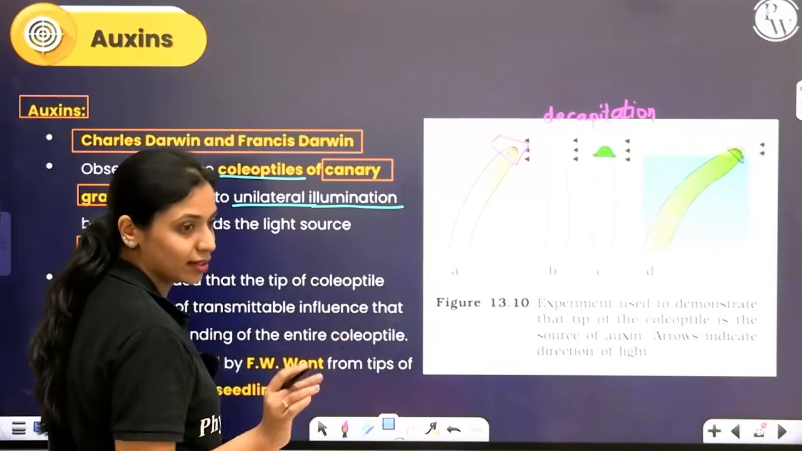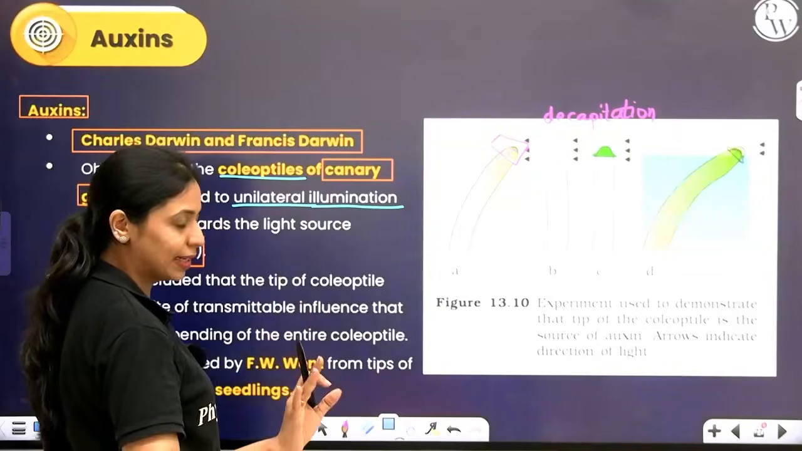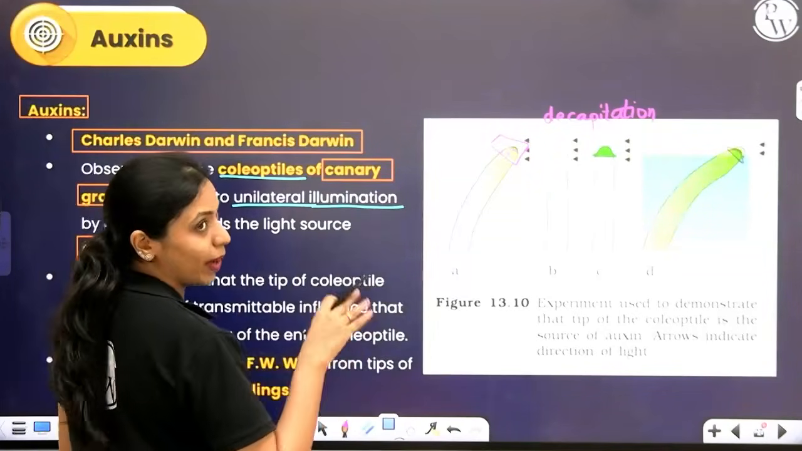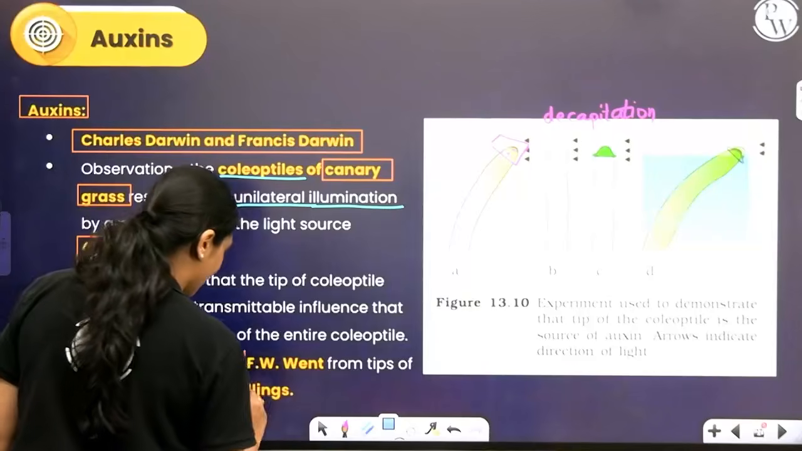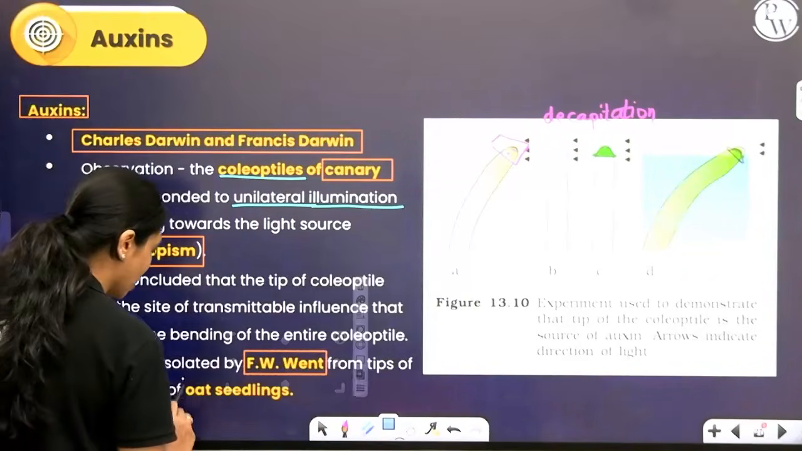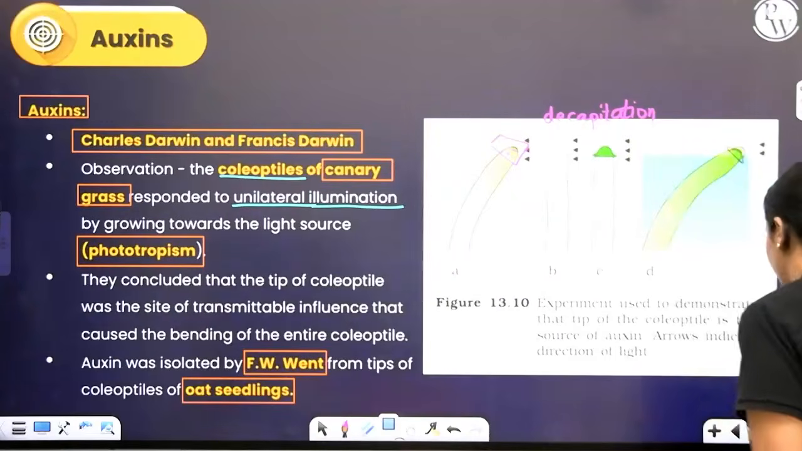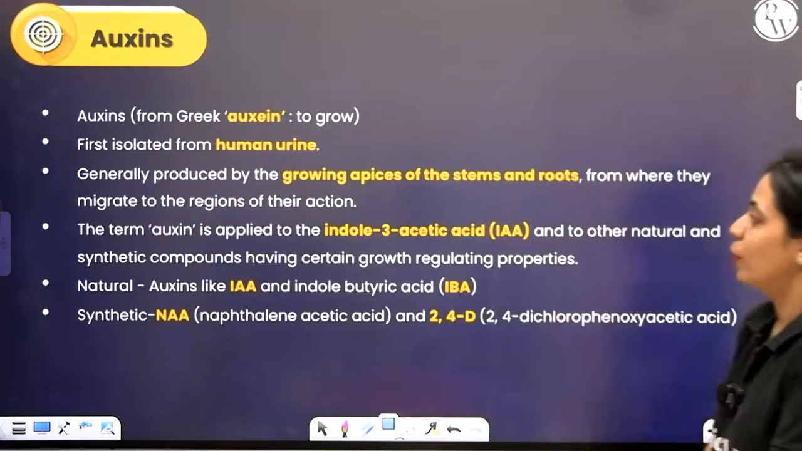But they did not isolate what that chemical is. They did not find out about its chemical nature. That was first isolated by a person called F.W. Went. And he did not isolate that from canary grass. He isolated that from oat seedlings. You know oats, right? That diet food that everybody eats. Yeah, from those seedlings.